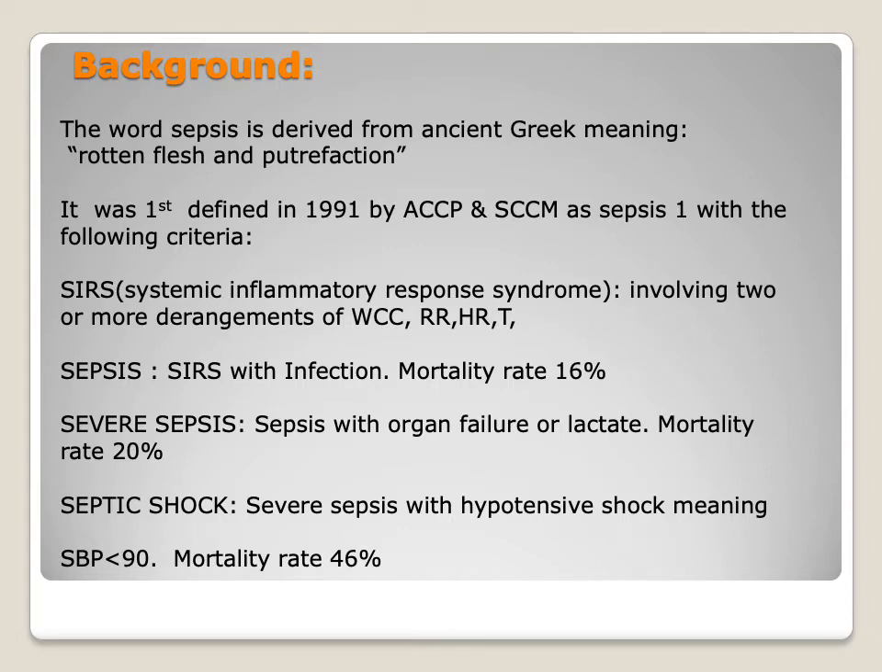Background. The word sepsis is derived from ancient Greek meaning rotten flesh and putrefaction. It was first defined in 1991 by the American College of Chest Physicians and Society of Critical Care Medicine as sepsis 1, with the following criteria. SIRS, Systemic Inflammatory Response Syndrome. They defined it as involving 2 or more derangements of the following: white cell count, respiratory rate, heart rate, and temperature.